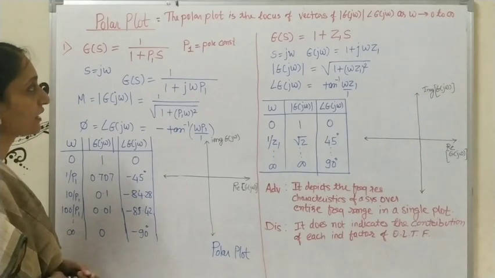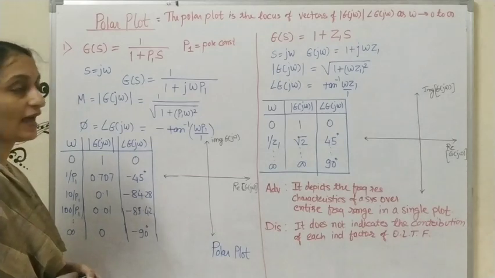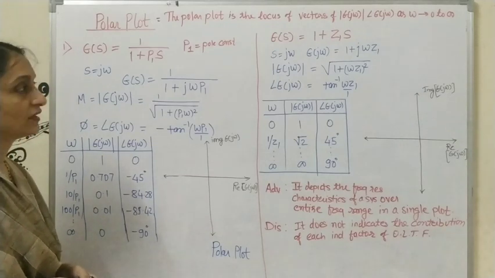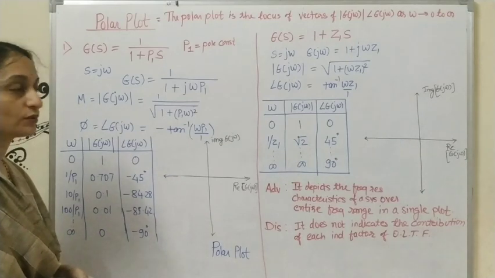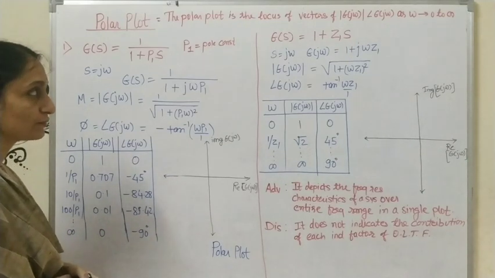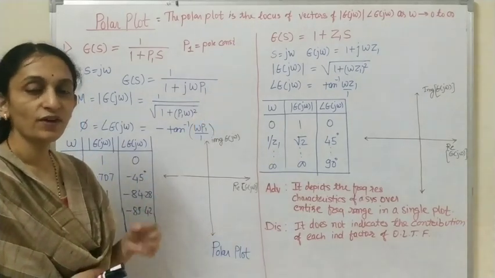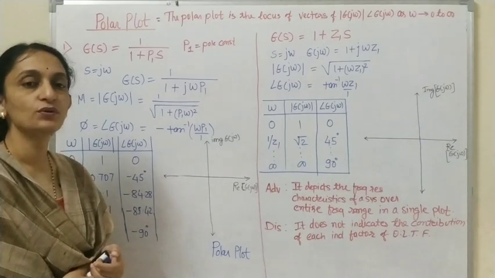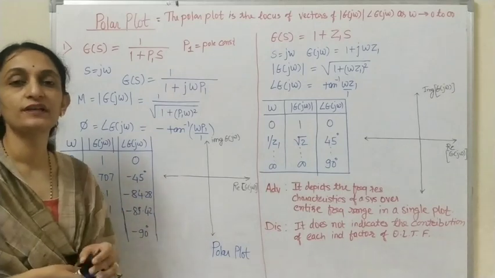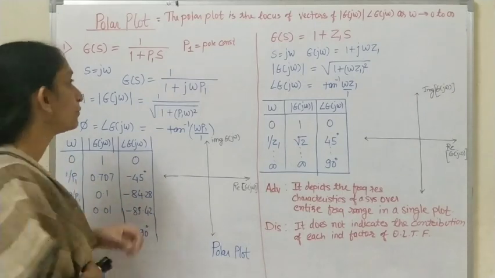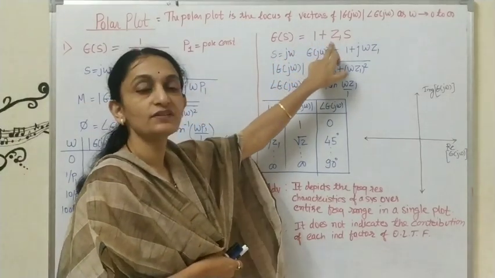The polar plot is the locus of vectors of mod of G(j omega), angle of G(j omega), as omega varies from 0 to infinity. So this is a plot that gives the polar representation of magnitude and angle when we are varying omega from 0 to infinity. I have taken two examples to explain the polar plot: one example with a real pole and the second example with a real zero.